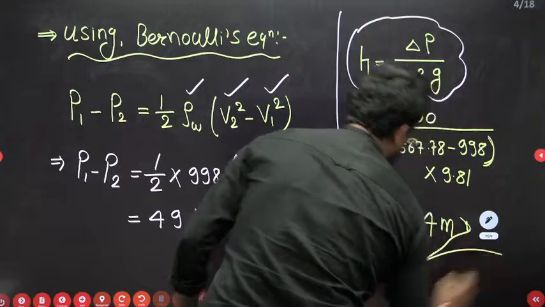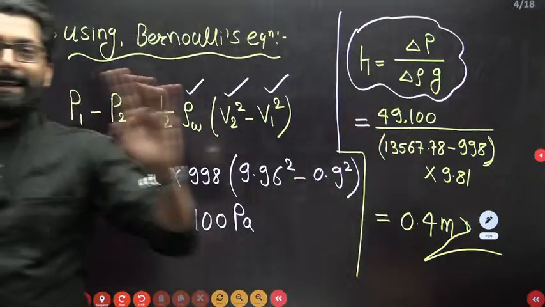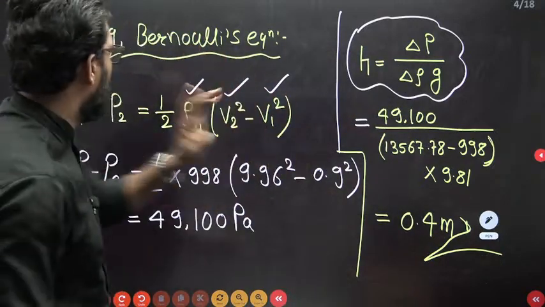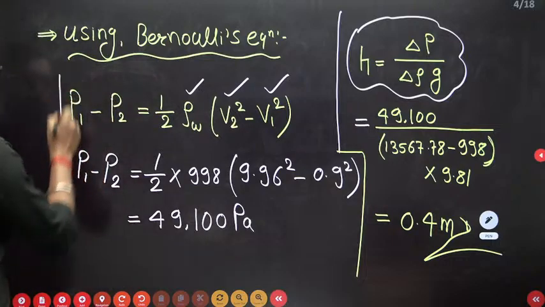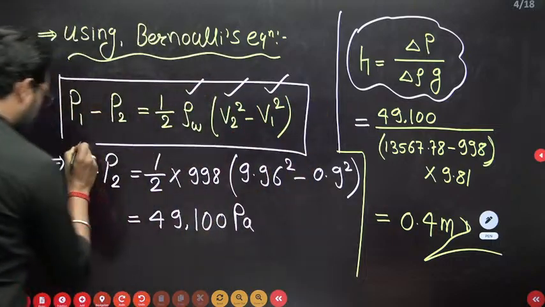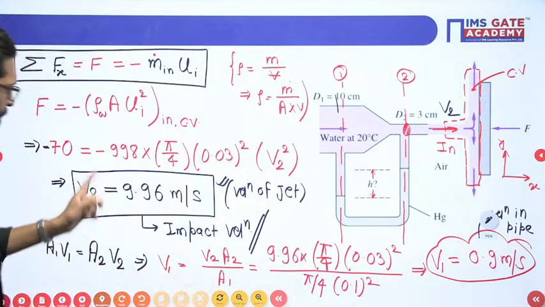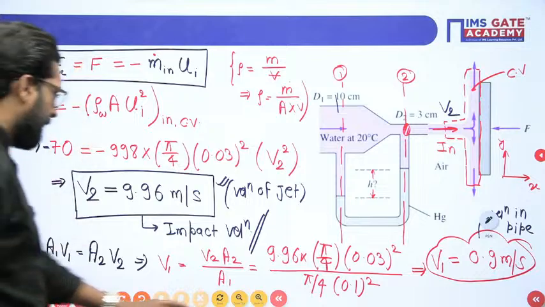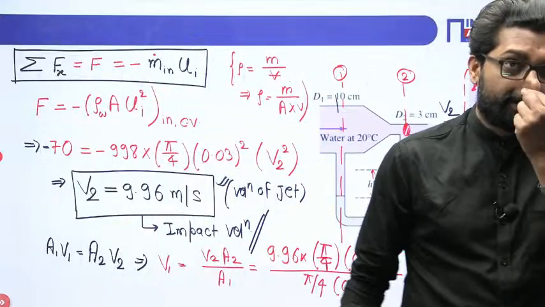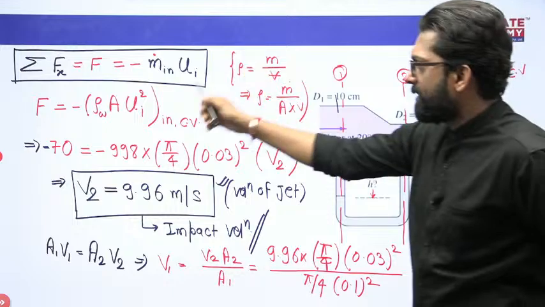This is clear, beta, everyone? So my dear, in this question there are three formulas applied. First one, the Bernoulli's equation. Second one, the continuity equation. Third one, the dynamic equation, that is, the momentum equation.